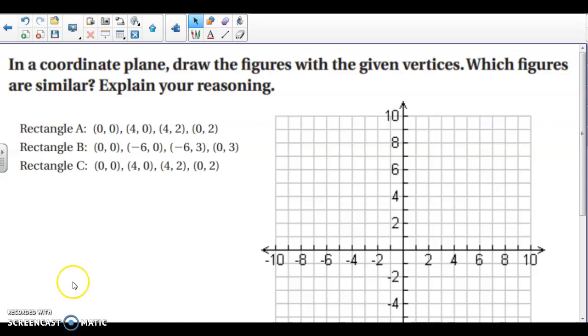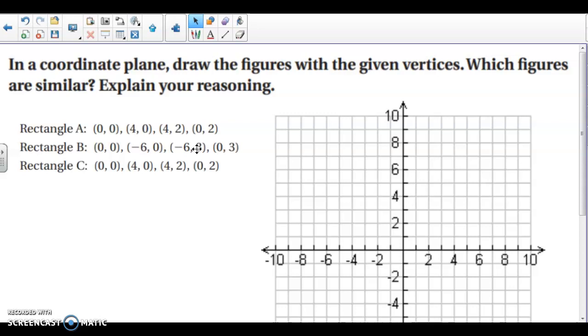Today what we're going to work on is a little bit more similar shapes, similar figures. And we're going to first talk about how we can tell if figures are similar within a coordinate grid. So we have our problem here. They tell us to draw the figures, and then they're asking which figures are similar and to explain our reasoning. And so we're given our three rectangles.